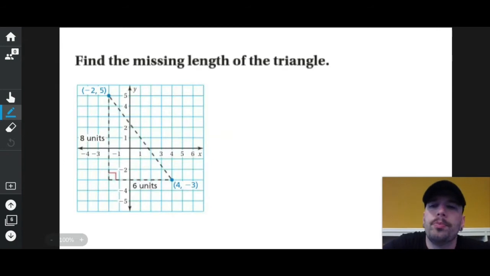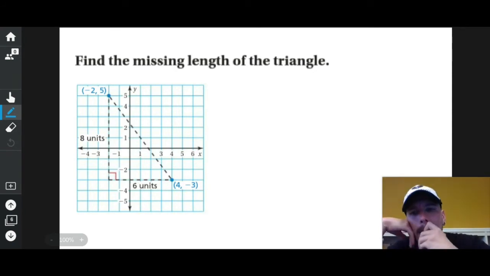Okay. Find the missing length of the triangle. Oh, I have a dot here and a dot here. And it tells me that I need to find the missing length. So that's going to be C because it's going to be the longest side. I'll call you A and I'll call you B.